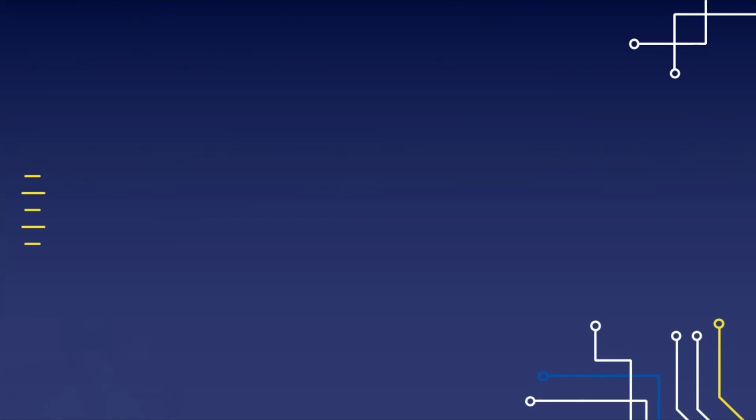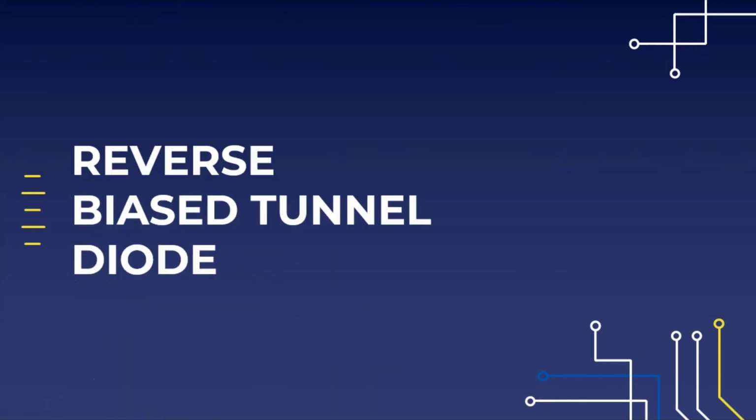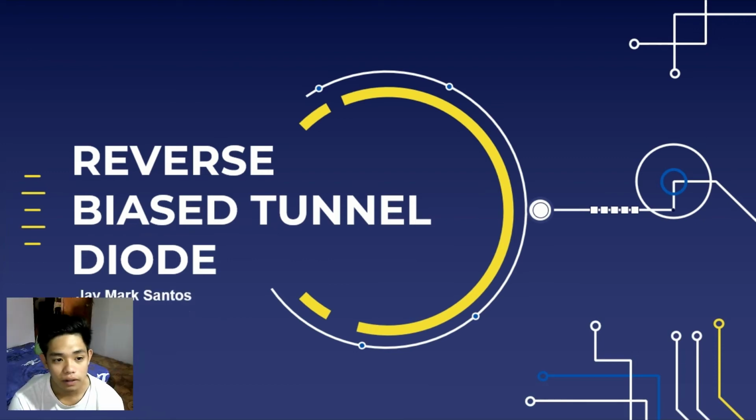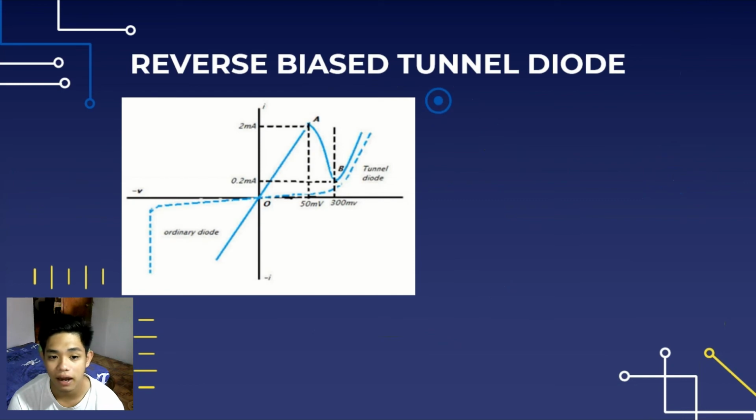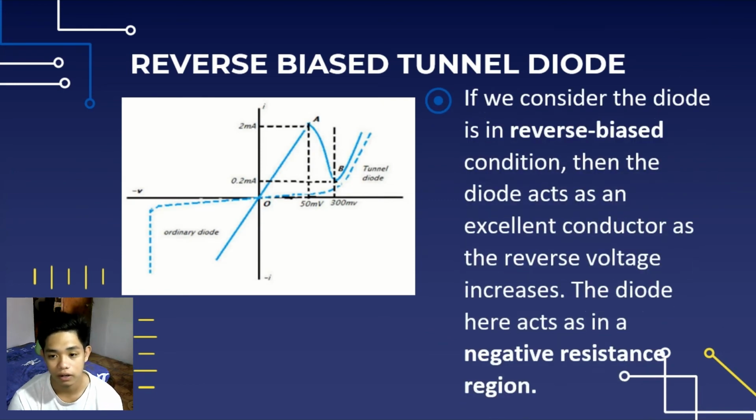Reverse bias tunnel diode. Under the reverse condition, the tunnel diode acts as a back diode or backward diode. If we consider the diode in reverse bias condition, then the diode acts as an excellent conductor as the reverse voltage increases. The diode here acts in a negative resistance region.